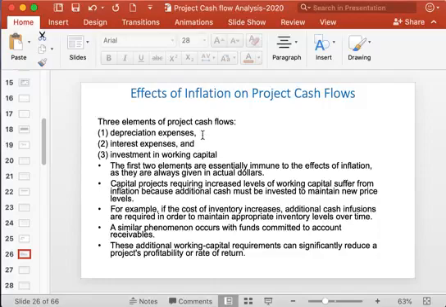So for depreciation, there is no need to take care of the effect of inflation because the depreciation expenses are fixed based on the government's rules and regulations.